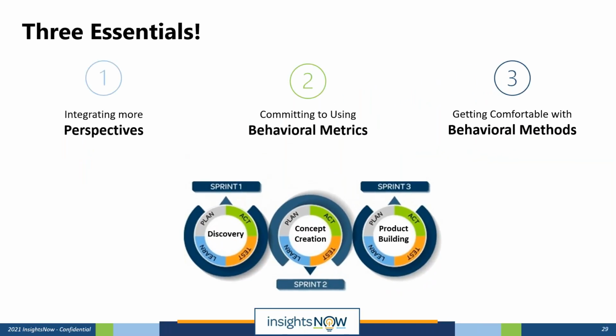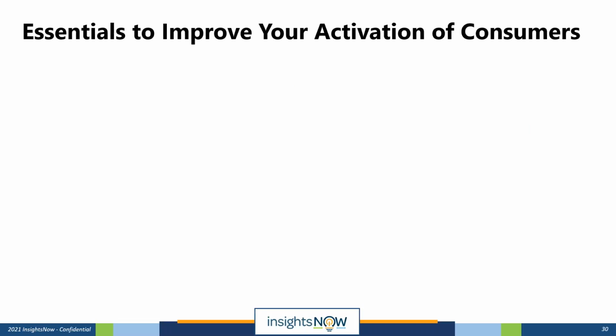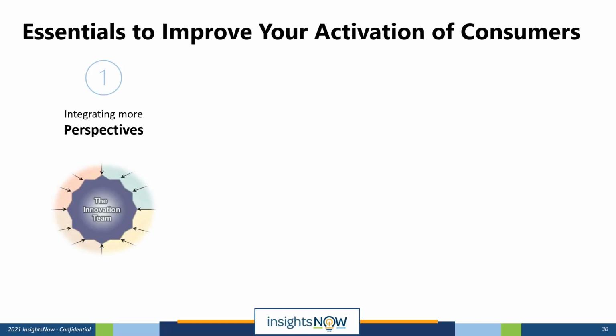All right. So those are the three essentials: integrating more perspectives, committing to more behavioral metrics, and getting more comfortable with behavioral methods. These essentials really are going to help you improve your activation of consumers. At the very beginning, your entire team really needs to be focused on activating consumers. It doesn't matter if they're in procurement or engineering or advertising. Everybody needs that empathetic connection to the consumer, and you've got to bring a behavioral perspective to the table. Otherwise, you're not going to be activating a behavior.